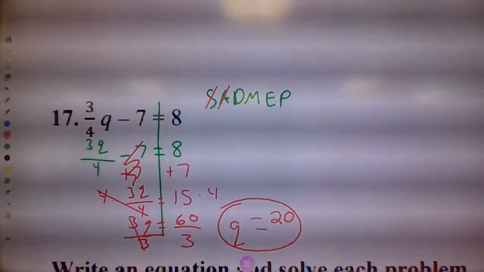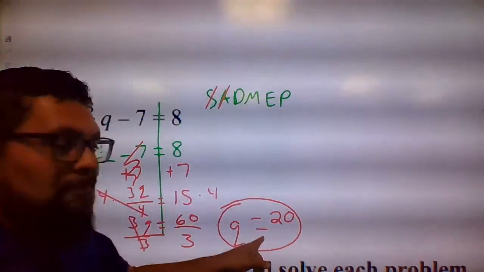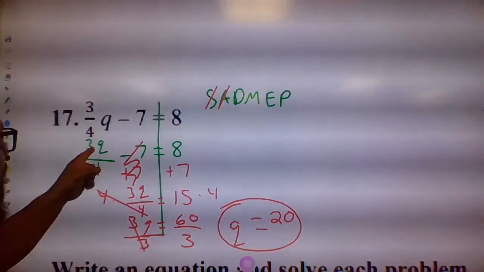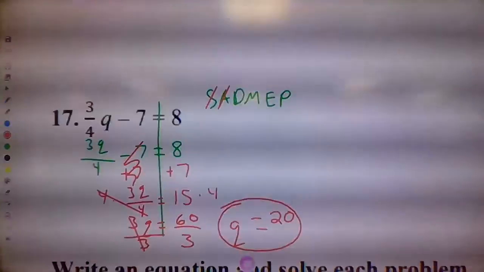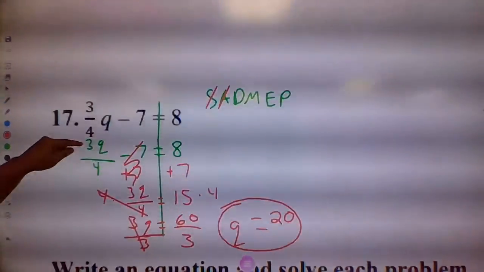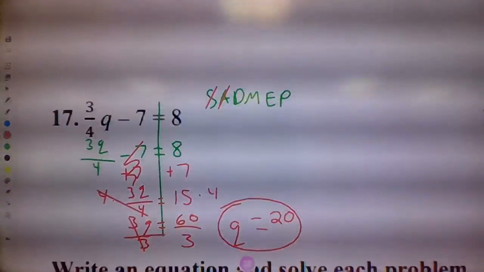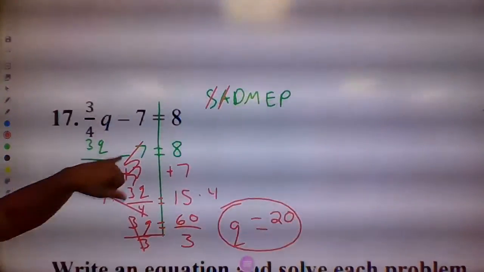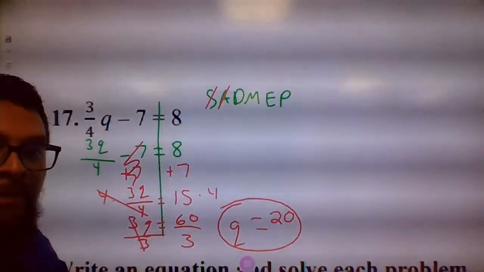And there's your answer. Now, you want to check your answer a little bit faster? You can just input it in an imaginary way. So let's go ahead and put 20 back in here. So what's 3 times 20? 60, right? 3 times 20 is 60. And then go ahead and divide it by 4. 60 divided by 4, you're going to get 15. And then 15 minus 7 equals 8. All right, that's your answer.